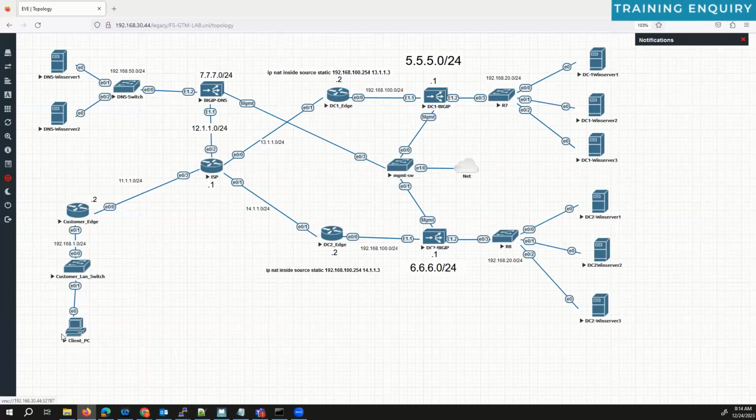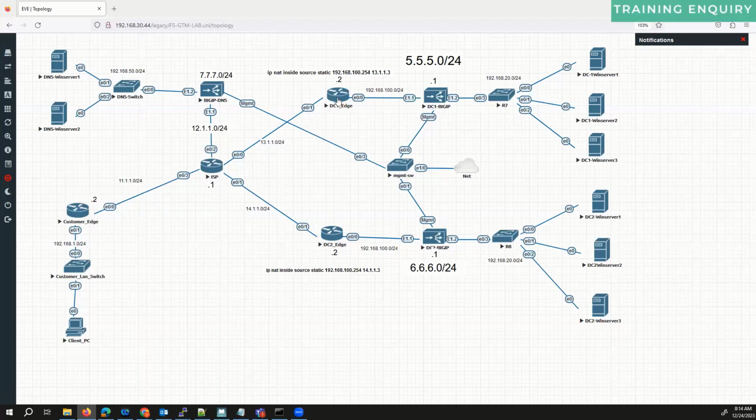Why? Because we wanted to provide internet access for this client PC, and you know that private IPs are not routable over the internet. That's the reason I was forced to perform NAT on this edge router.